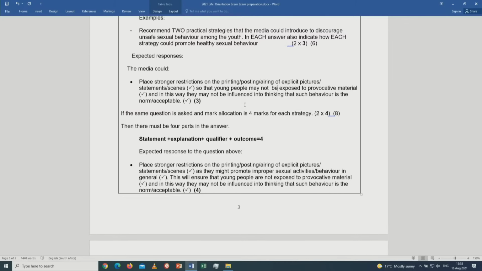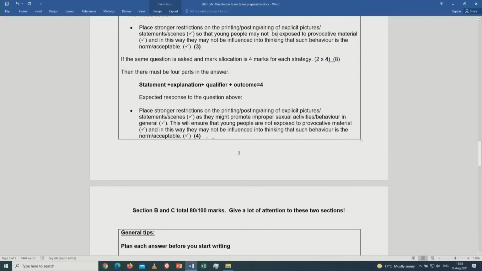Now, let's look at the case where the mark allocation might be 2 times 4 as per the 2021 exam guidelines. So if exactly the same question comes, but now the mark allocation is different, it is 2 times 4, then there must be 4 parts in the answer. There must be a statement, the explanation of that statement, the qualifier, as well as the outcome. Now let's work on it.